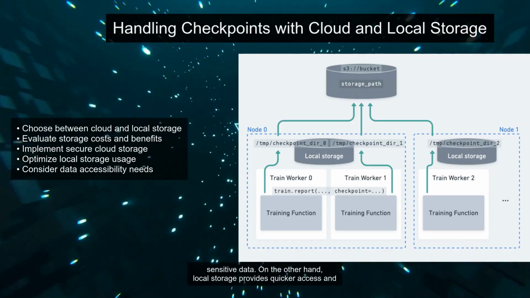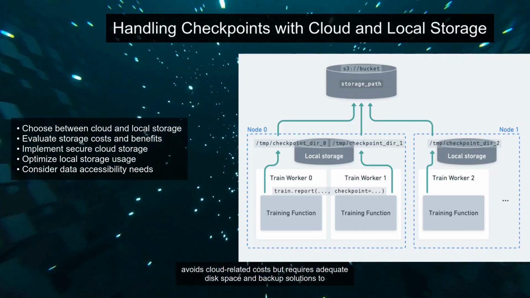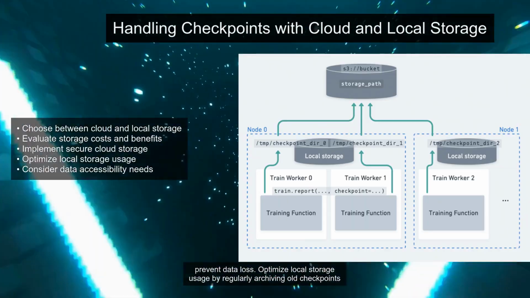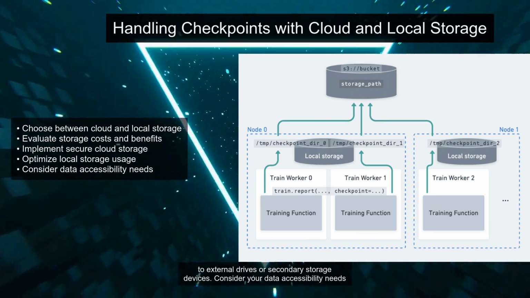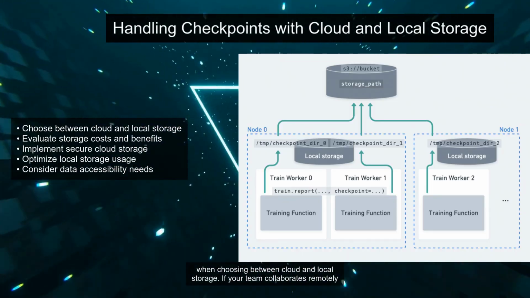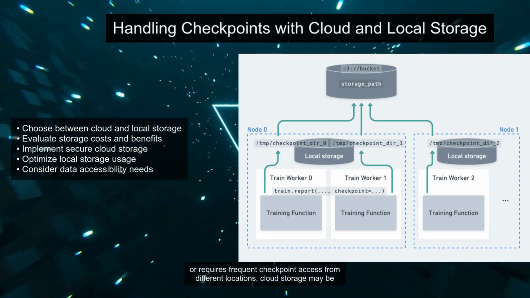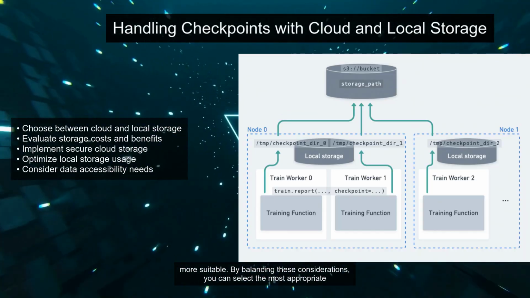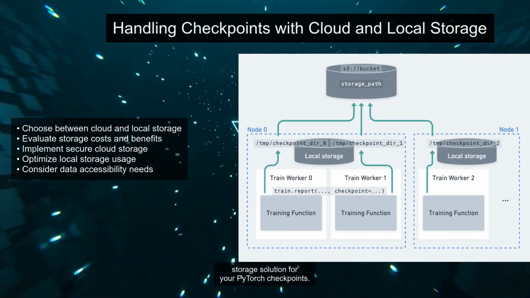On the other hand, local storage provides quicker access and avoids cloud-related costs but requires adequate disk space and backup solutions to prevent data loss. Optimize local storage usage by regularly archiving old checkpoints to external drives or secondary storage devices. Consider your data accessibility needs when choosing between cloud and local storage. If your team collaborates remotely or requires frequent checkpoint access from different locations, cloud storage may be more suitable. By balancing these considerations, you can select the most appropriate storage solution for your PyTorch checkpoints.